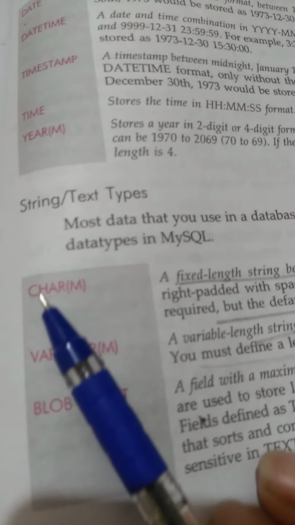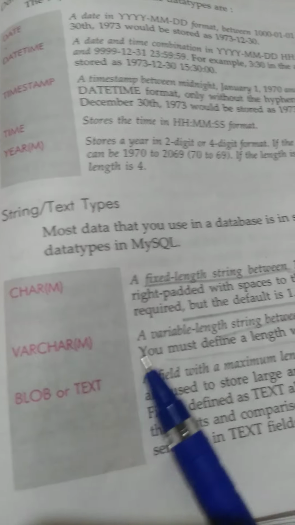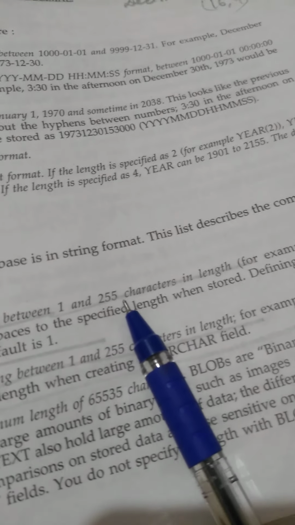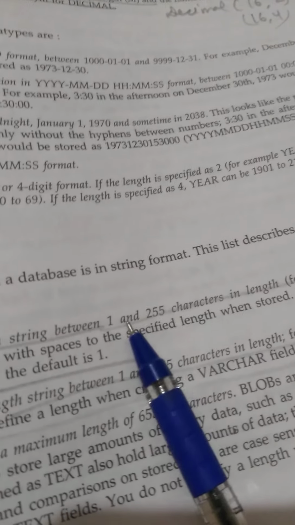Generally, a question asked in the exam is: what is the difference between char and varchar? Char is a fixed-length data type where we can store 1 to 255 characters in length, meaning 1 to 255 values.